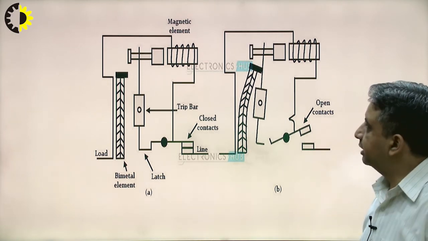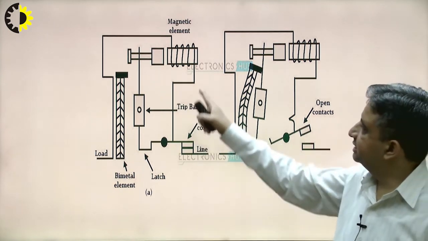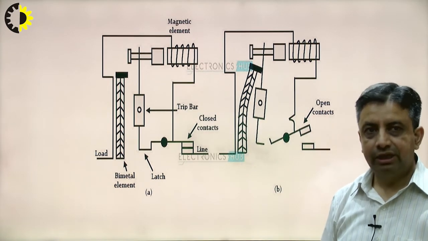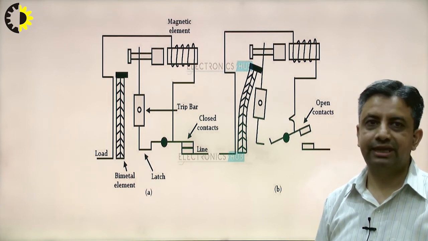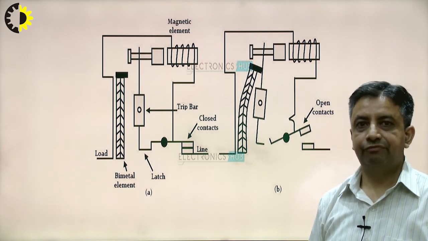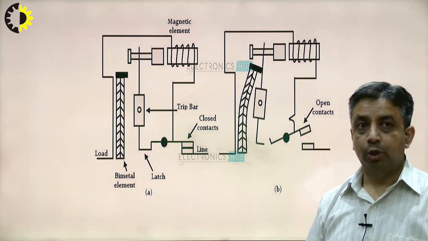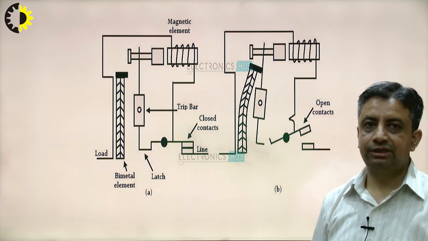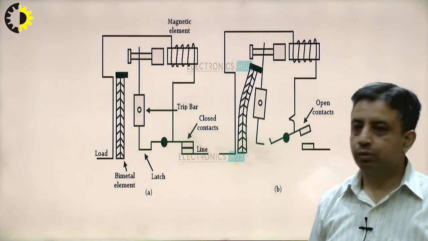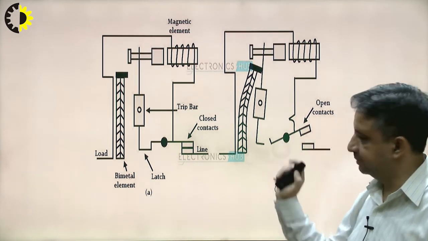Now the second protection is provided by this particular magnetic circuit. Here you can see we have a coil and here we have a plunger. Under faulty condition, we know that whenever the short circuit happens, the current increases tremendously. Within a very short time period, the value of the current will increase to abnormal conditions. Under that particular condition, we can't wait for this bimetallic strip to bend. It will take some time for this bimetallic strip to bend and disconnect this particular contact.